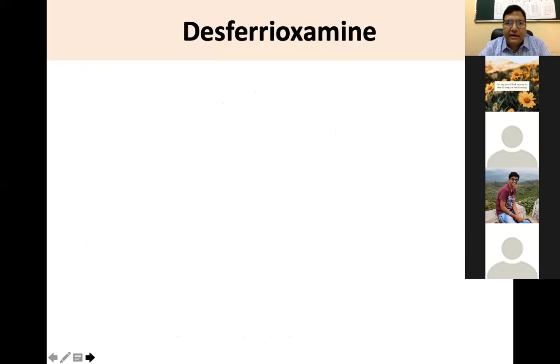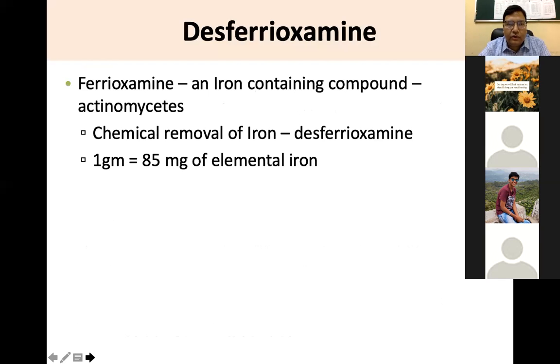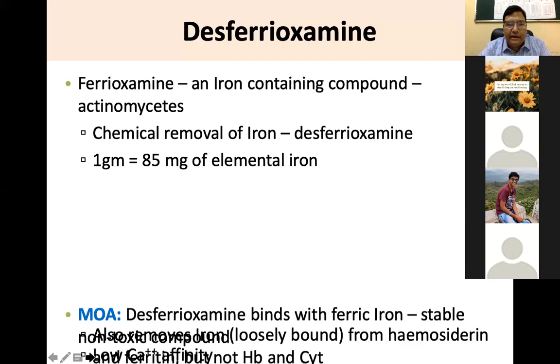The other is desferrioxamine, which is commonly used in iron overdose or poisoning. It is derived from an actinomycete which contains ferrioxamine, an iron-containing compound. The name has been derived from that. It is the chemical for removal of iron from the body, and 1 gram will help in removing 85 milligram of elemental iron.